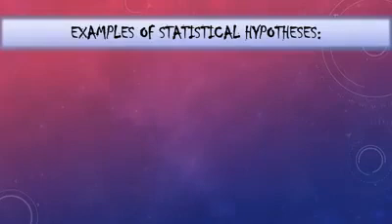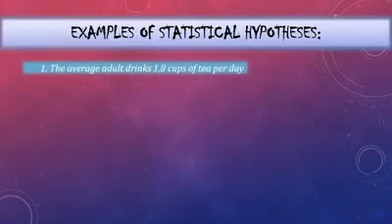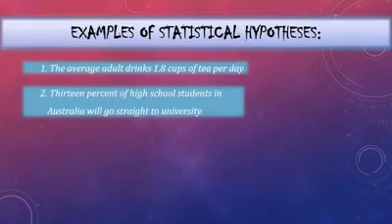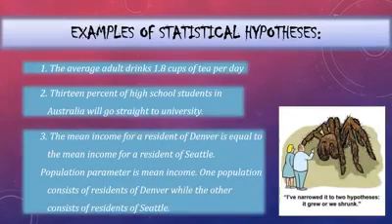Here are some examples. 1. The average adult drinks 1.8 cups of tea per day. 2. 13% of high school students in Australia will go straight to university. 3. The mean income for a resident of Denver is equal to the mean income for a resident of Seattle. As you can see in number 3, I already mentioned what our population parameter is, and that is the mean income. Population parameter again is a measure that describes our population, and the population in this example consists of residents of Denver, while the other consists of residents of Seattle.